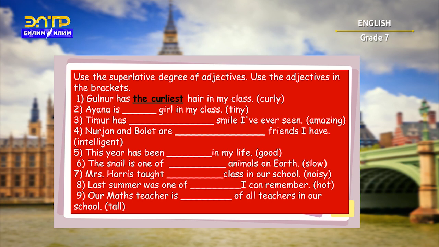Here, guys, your task is to use the superlative degree of adjectives. And we need to use the adjectives in the brackets. For example, the given adjectives in the bracket is curly. We need to use this word in sentence in superlative degree. For example, Gulnur has the curliest hair in my class. I'm going to give you some time. Let's go.